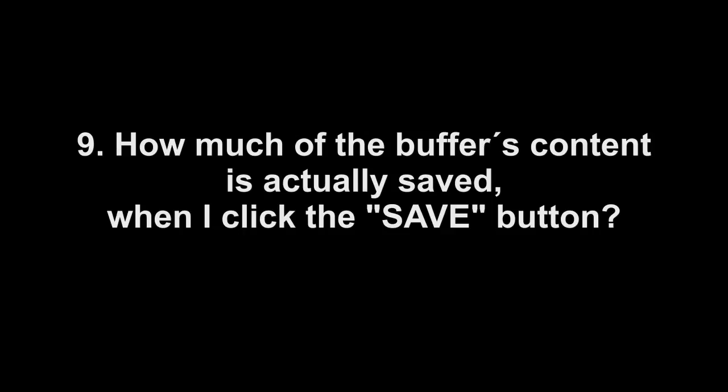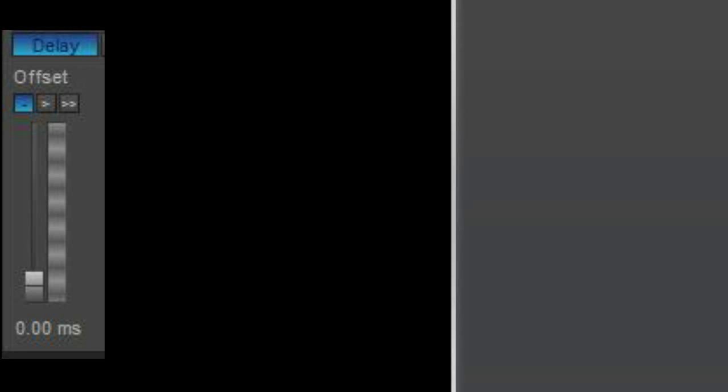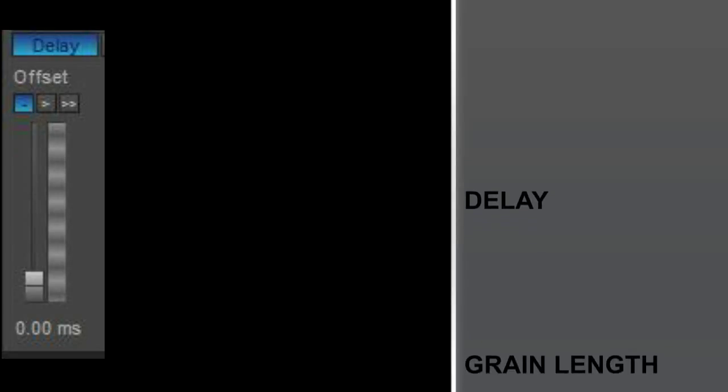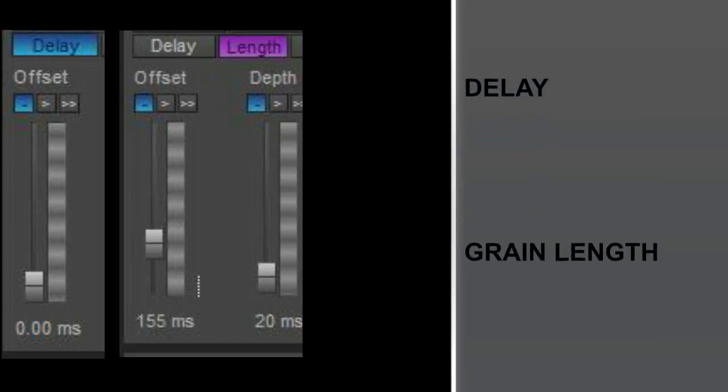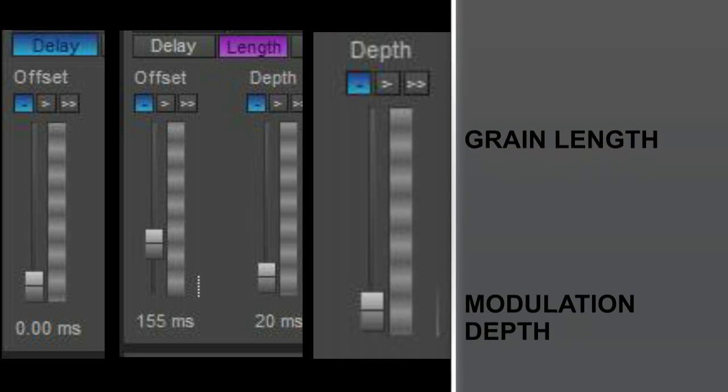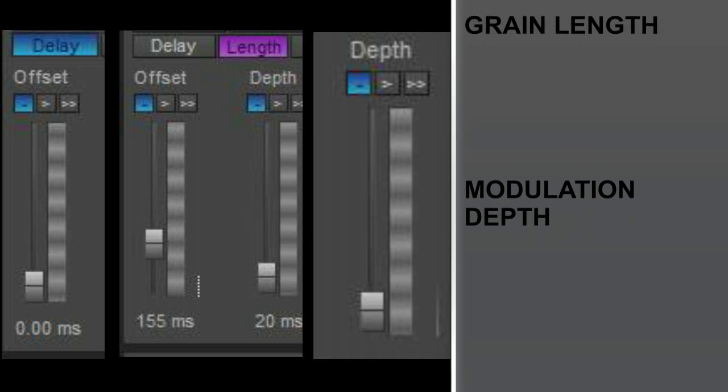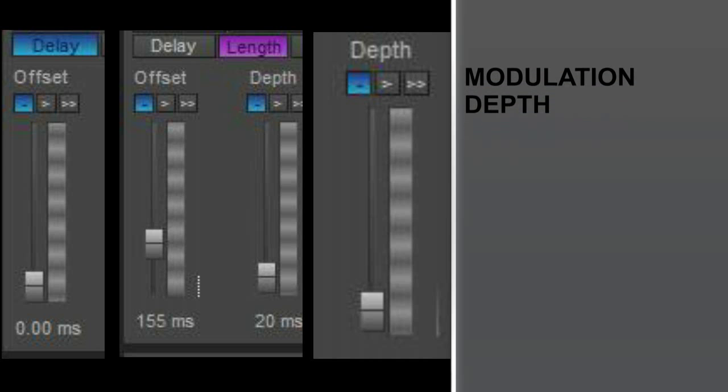Question 9. How much of the buffer's content is actually saved when I click the Save button? Well, it depends on 3 factors: delay, grain length, and modulation depth. I've done some measuring and I've got these approximate results shown in the following tables.